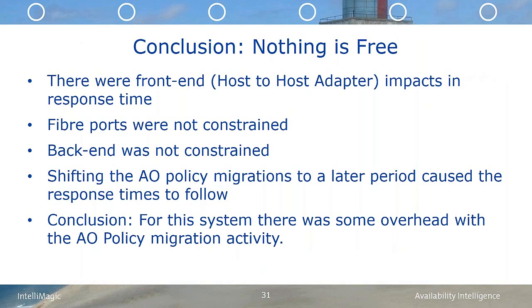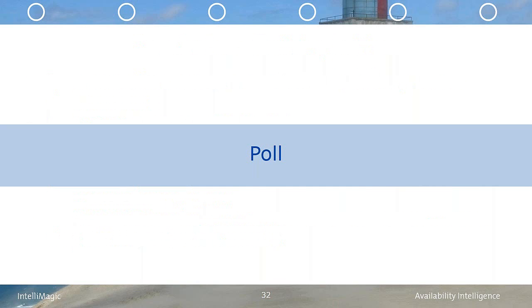So what we ended up doing is looking at the AO policy schedule. The AO policy happened to be scheduled at 5 p.m. every day. And when we moved the AO policy schedule to a later time, the response time increase followed. So this was a case where the internal system workload impacted the front-end user response time.